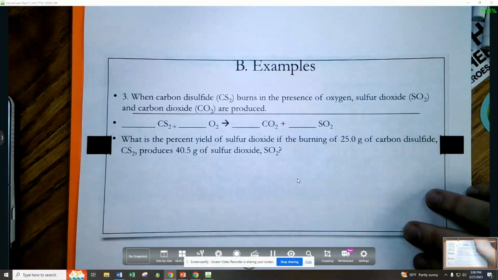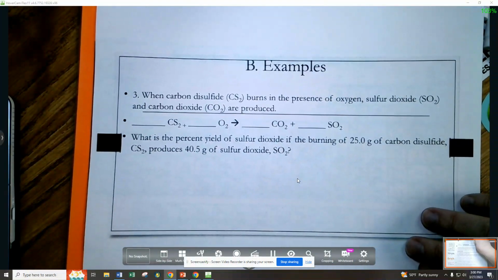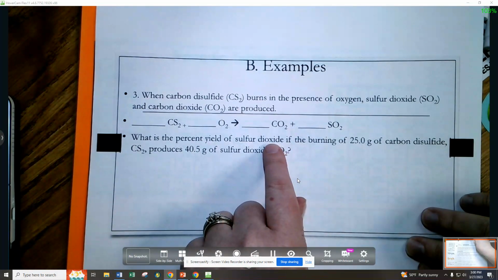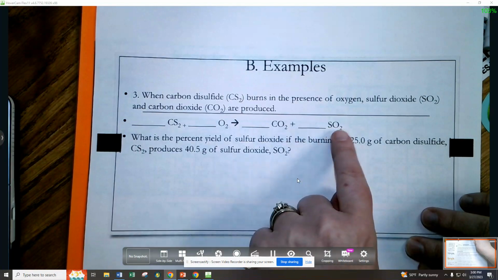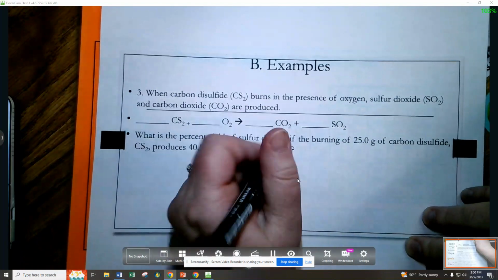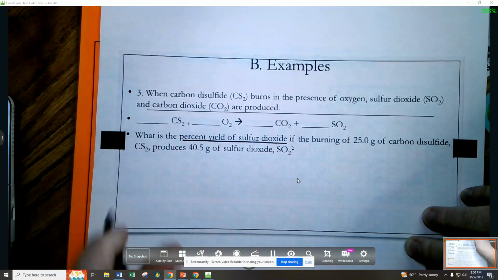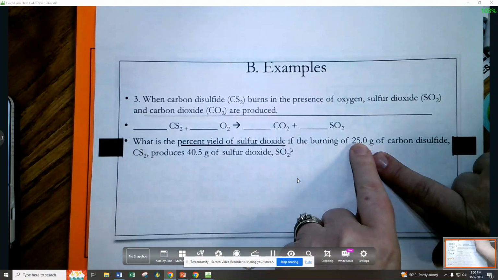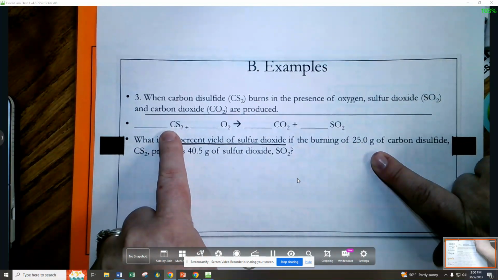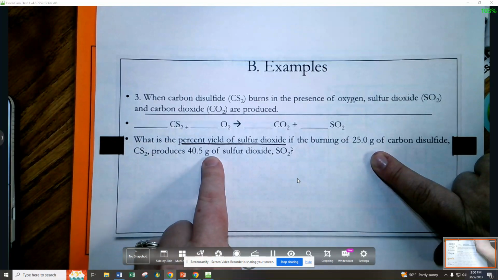Okay. So one last example then, we have the formation of carbon dioxide and sulfur dioxide through the combustion of carbon disulfide with oxygen. So here we have, it's wanting to know what's the percent of sulfur dioxide. So this is the product that we are looking for. If you start with 25 grams of this carbon disulfide and it produces 45.